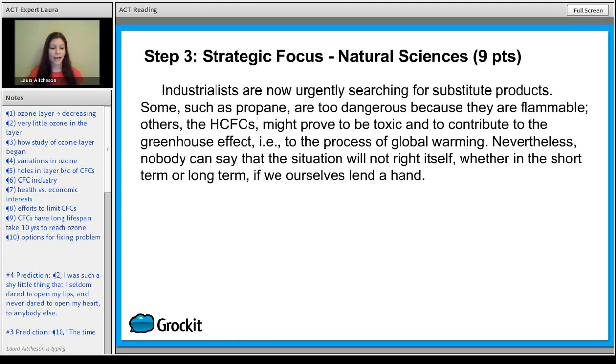Final paragraph, options for fixing the problem. Done. So we have a thesis, the ozone layer is decreasing, and the conclusion is there are options for fixing the problem. In between, we had a lot of information, and what we need to do is use the question stems, the part without the answer choices, to guide our predictions.